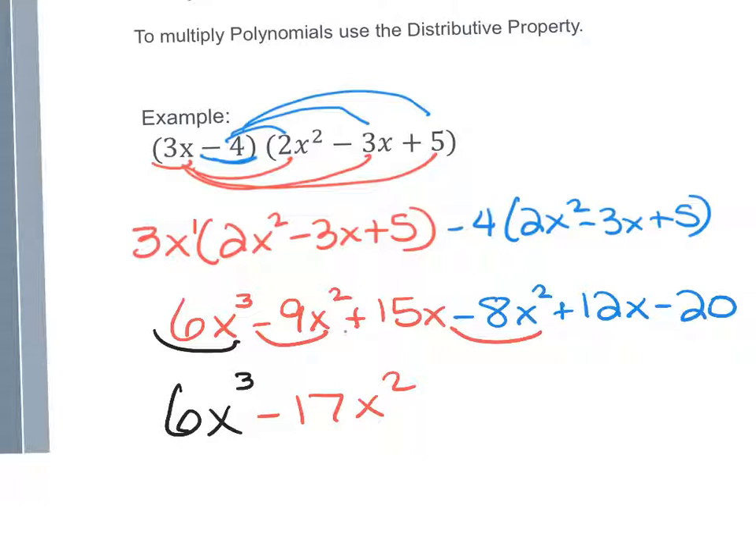And then I'll go back and add the x's. +15 plus 12 is +27x. And then there are no constants to group with that -20, so I'll just rewrite it. My final answer is in standard form. It is in order from greatest to least of exponents. Everybody good on this example? Any questions? Let's try another one.